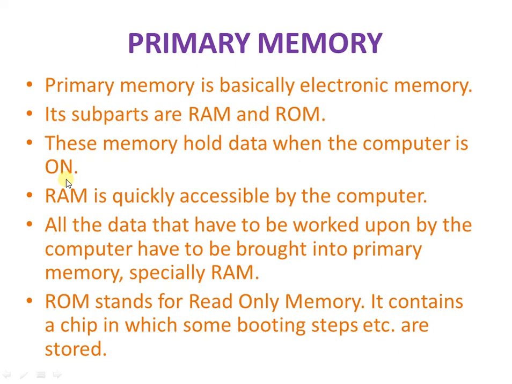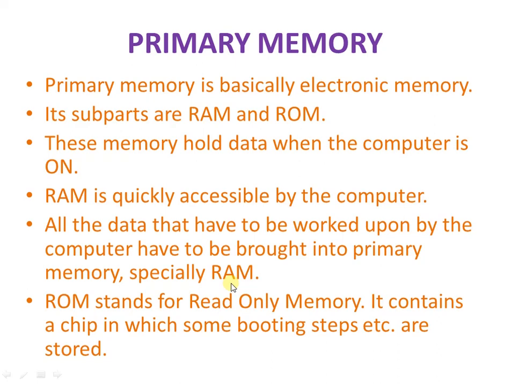RAM is quickly accessible by the computer. As compared to the secondary memory, primary memory is much more quickly accessible by the computer. So all the data input and output in this memory has a much greater speed as compared to the secondary memory. All the data that has to be worked upon by the computer has to be brought into primary memory, especially RAM. तो जितना भी काम कंप्यूटर को करना होगा, whatever the things which a computer wants to do, it has to put all the things into the RAM first and then we work on it.